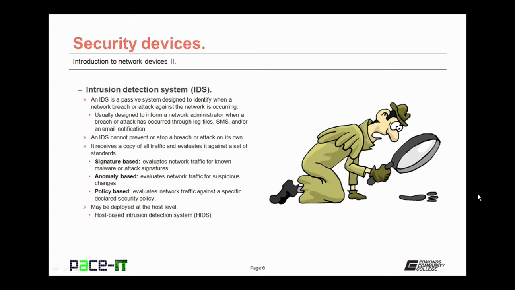The IDS receives a copy of all traffic and evaluates it against a set of standards. The standards that it uses may be signature-based. This is when it evaluates network traffic for known malware or attack signatures, or the standard may be anomaly-based. This is where it evaluates network traffic for suspicious changes, or it may be policy-based. This is where it evaluates network traffic against a specific declared security policy. An IDS may be deployed at the host level. When it's deployed at the host level, it's called a host-based intrusion detection system, or HIDS.